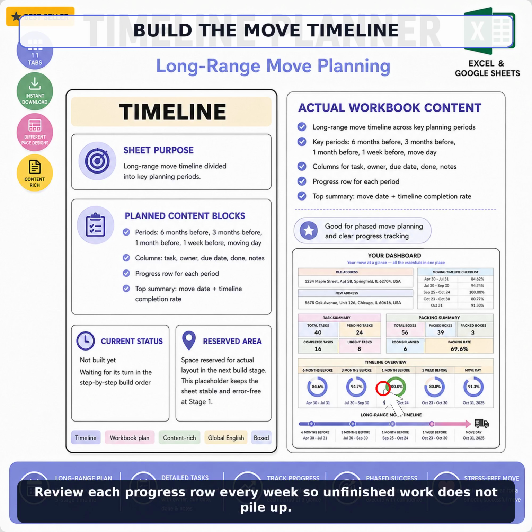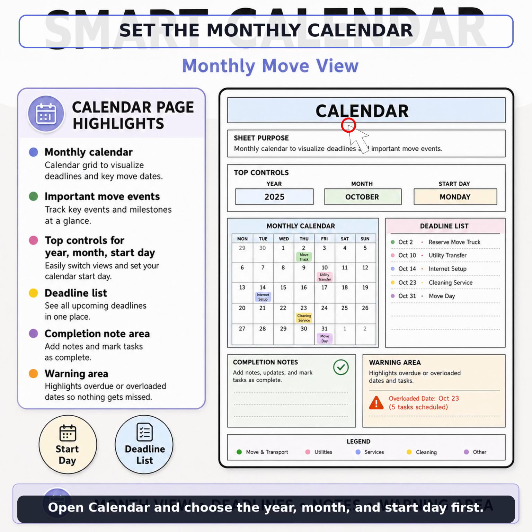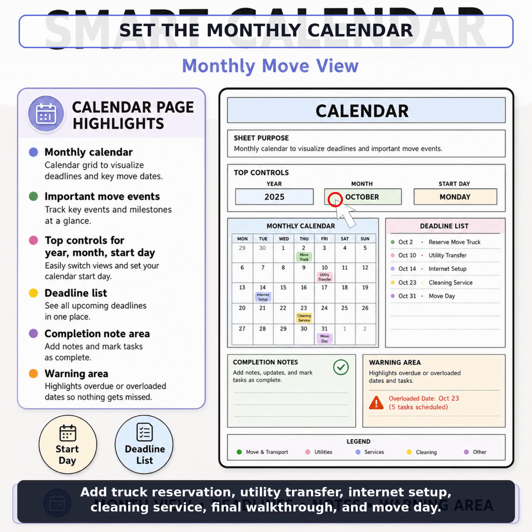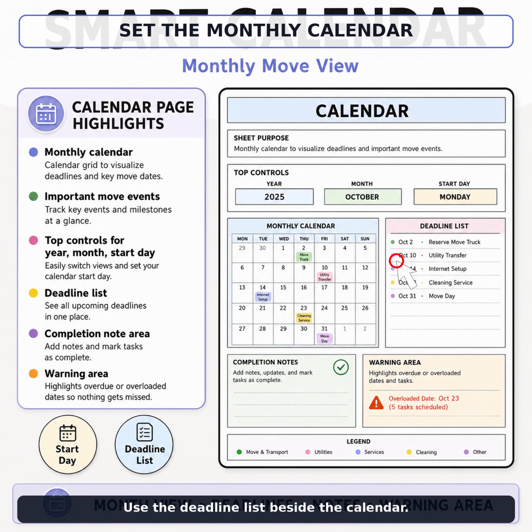Open Calendar and choose the year, month, and start day first. Add important dates such as truck reservation, utility transfer, internet setup, cleaning service, final walkthrough, and move day. Use the deadline list beside the calendar. When several tasks fall on one day, move lower priority work to another day.